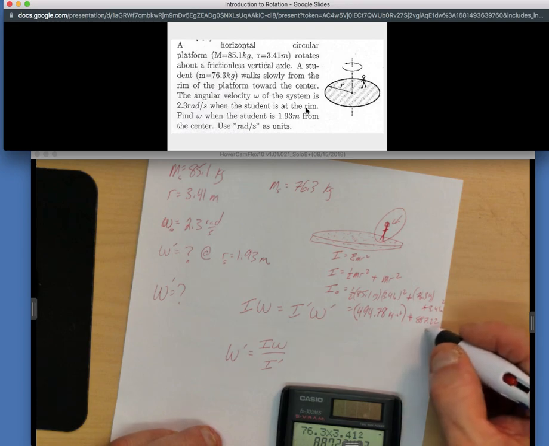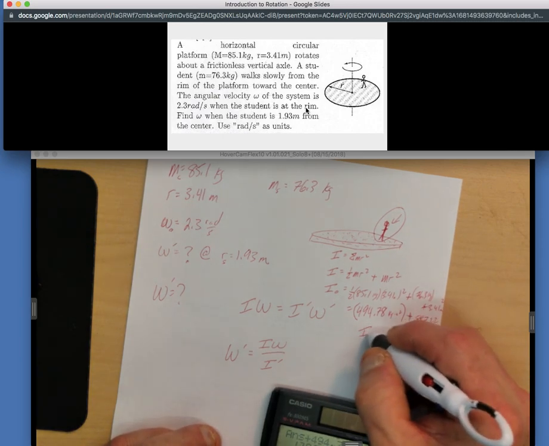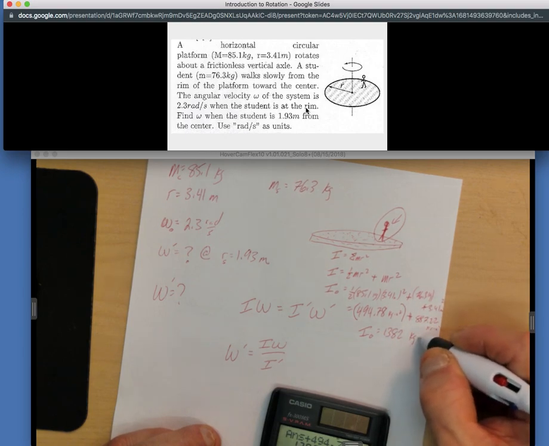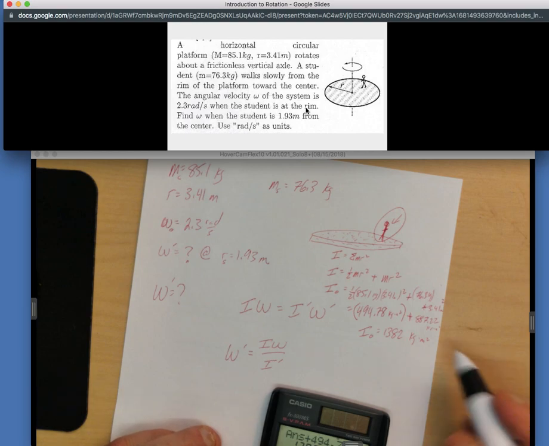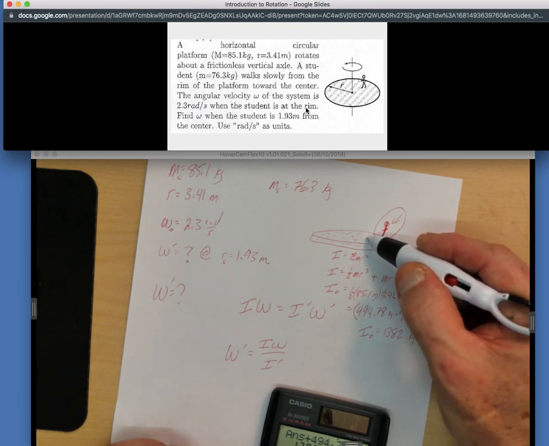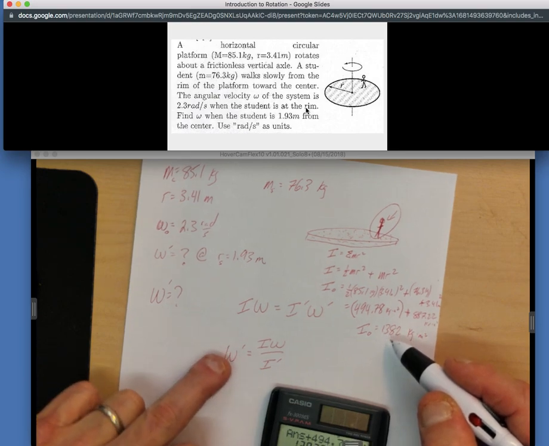887.22, and those are also kg times meters squared. So the disk has, I'm just going to add 494.78. The disk has a moment of inertia of 1382 kg times meters squared when the person is at the rim, and then they're going to walk toward the center, and that number is going to go down. And so the velocity is going to go up.